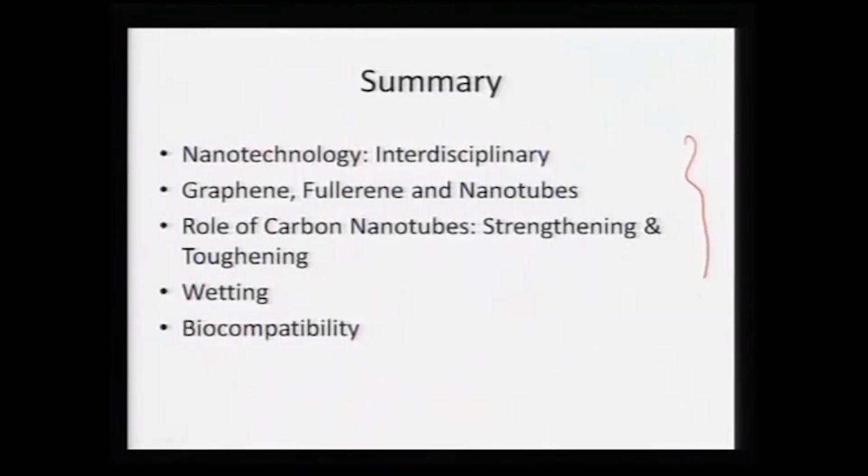So, in summary we can see that nanotechnology is basically an interdisciplinary field of research which involves science as well as engineering. Then we learnt about carbon nanostructure polymorphs, specifically the graphene layer, graphite, fullerene and nanotubes, and we concentrated on the nanotubes in terms of strengthening and toughening the matrix, and also learning how wetting can occur in carbon nanotubes and why it is very essential.